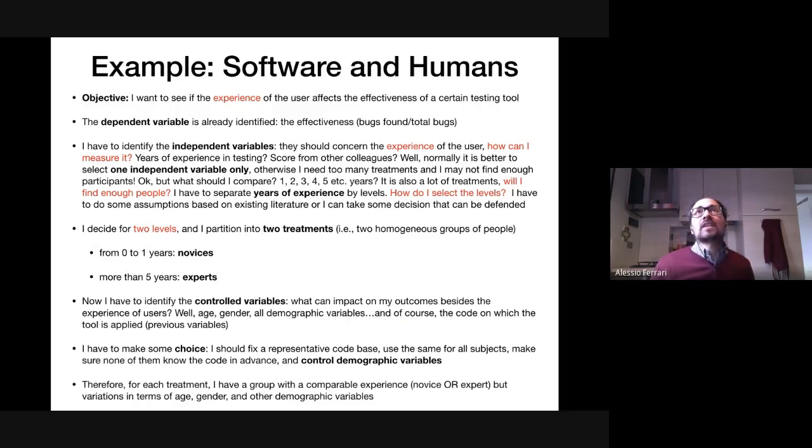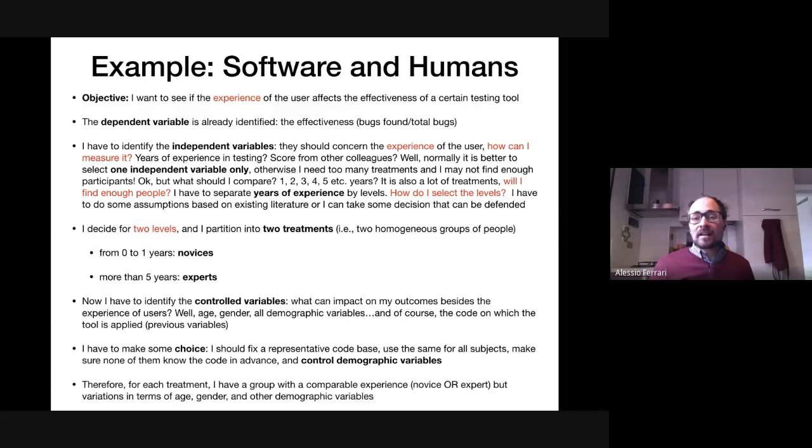How can I measure the experience of a user? I can consider the years of experience in testing. The years of experience may tell you something, but they don't tell you how expert that person really is. So you may want to ask colleagues to judge a certain person and to score this person for expertise in testing.